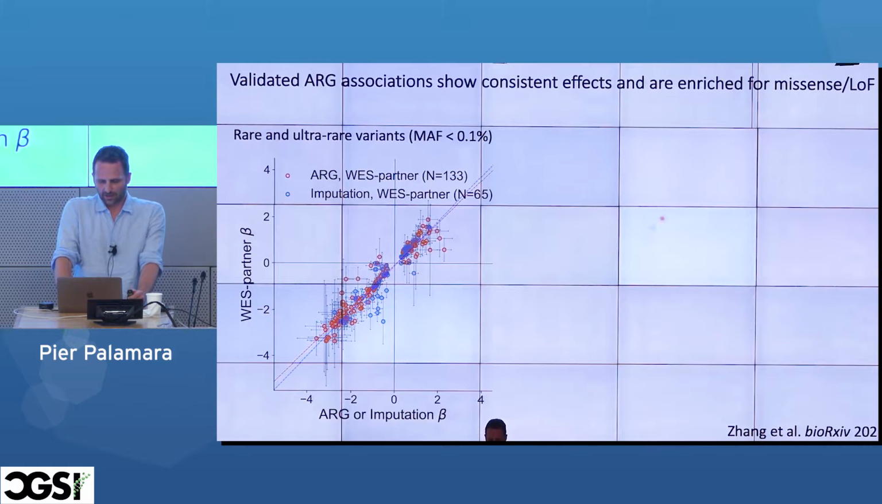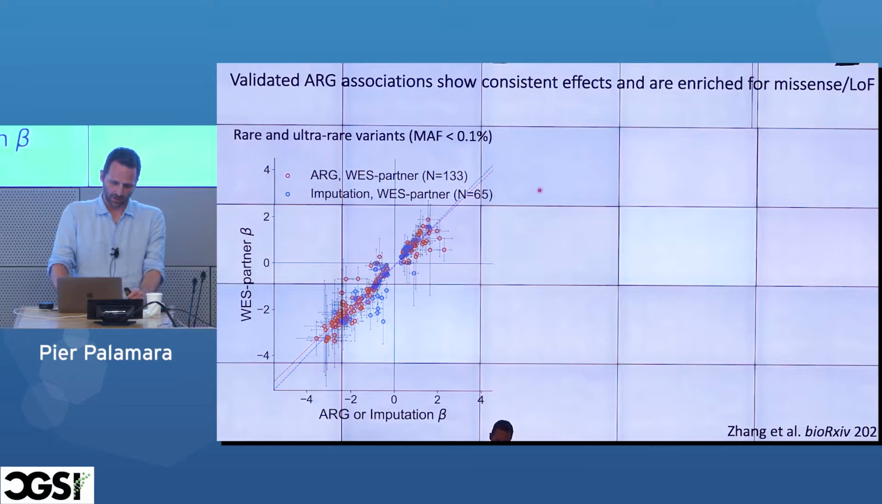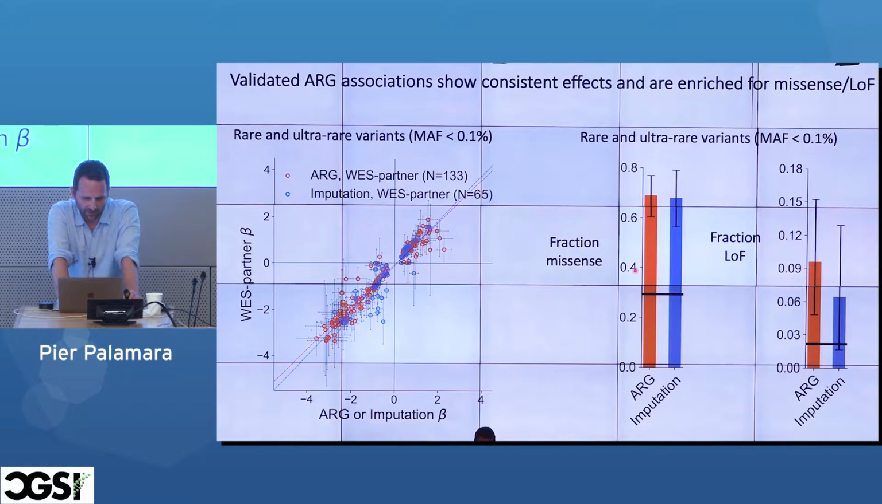And finally, the last results slide is just to show you the beta, so the effect estimated using either ARG or imputation, and this is the effect we estimate from the exome data, and you can see they're pretty strongly correlated, but the ARG finds a lot more sites. And if you look at properties of the exome variants that we have tagged in validation, then as you would expect, these are enriched for missense and loss of function variation.